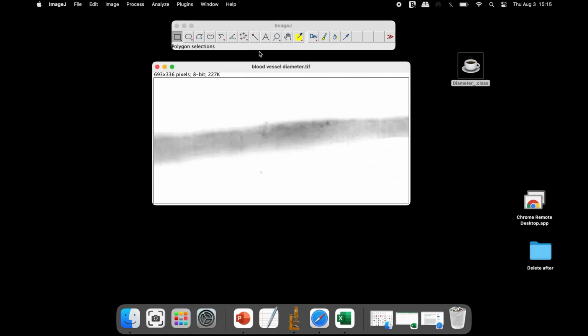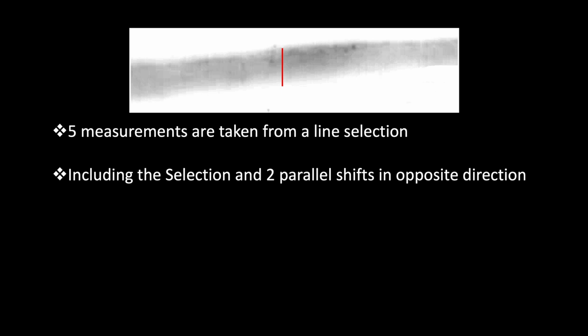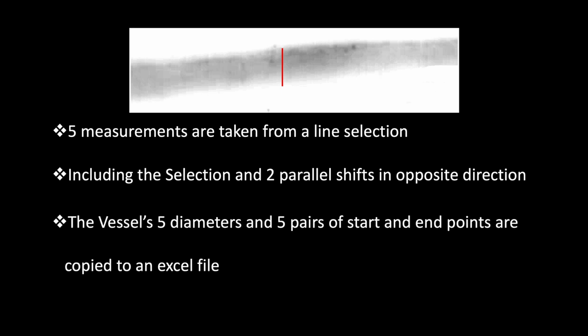To use the vessel diameter plugin, select the straight line tool from the ImageJ toolbar and draw a line perpendicular to the blood vessel. The line is to be drawn across the blood vessel. 5 measurements are taken from a line selection, including the selection and 2 parallel shifts in opposite directions. The vessel's 5 diameters and 5 pairs of start and end points are copied to an Excel file.